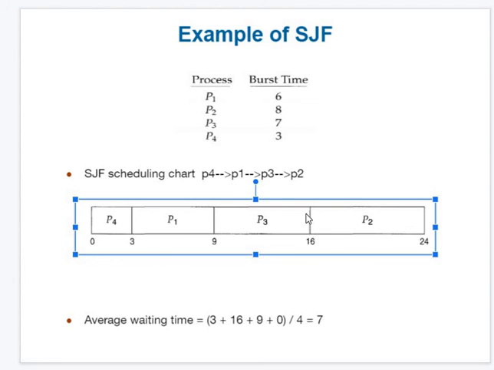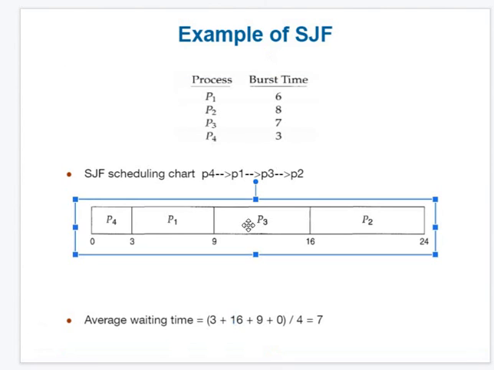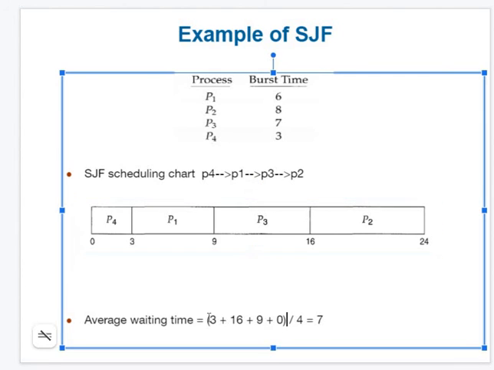Wherever the P2 is, it's to the left of that box. P2 has 16 on its left. Next P3, find it out, on its left 9. Then P4, and on its left is 0. So 3 plus 16 is 19, 19 plus 9 is 28, 28 divided by 4 is 7 time units.